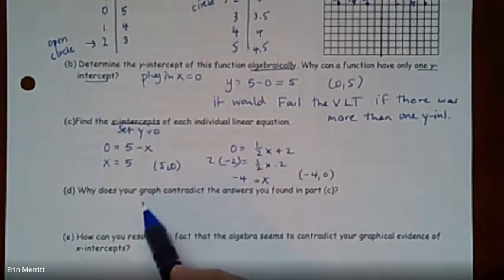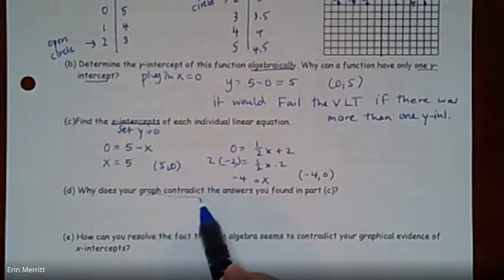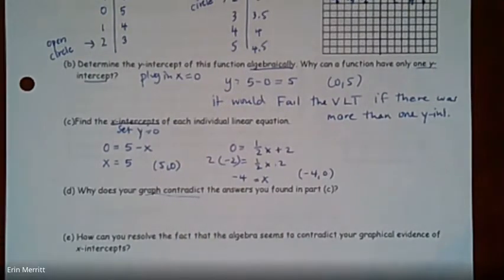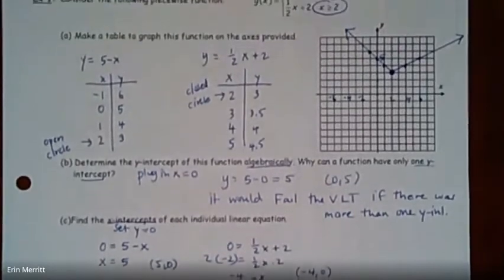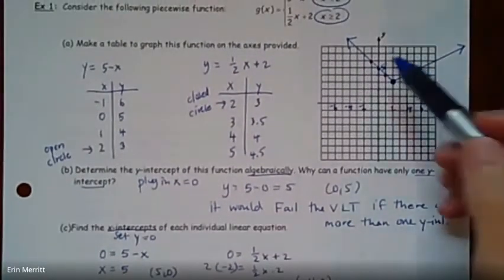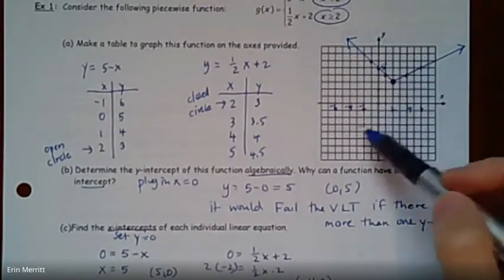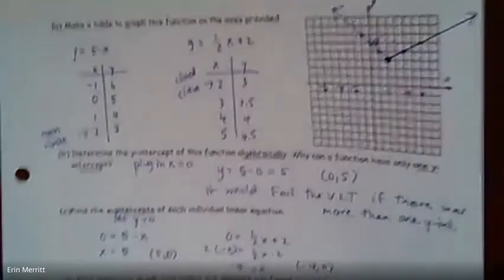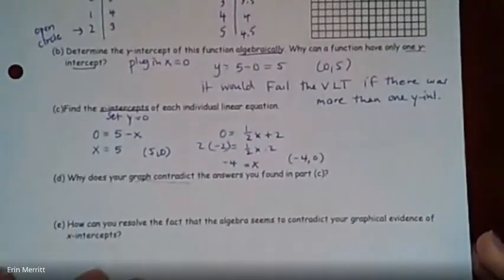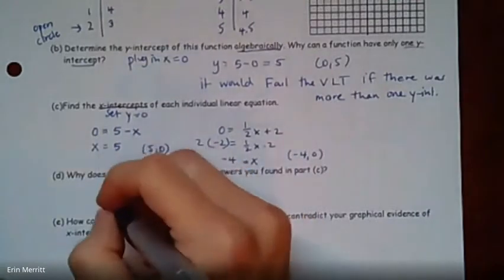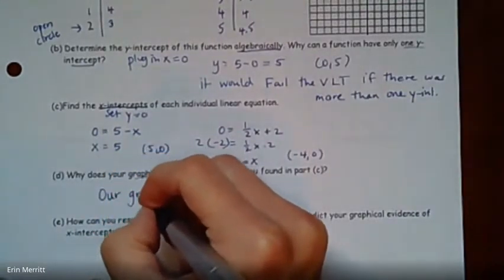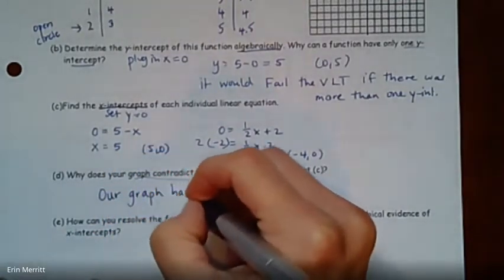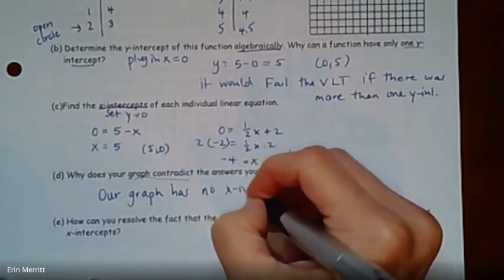When it says, why does your graph contradict the answers? Well, what we mean by that, if we look back at the graph, where does our graph hit the x-axis? Well, nowhere. It doesn't cross it at all. So when it's saying why does your graph contradict it, we can say our graph has no x-intercepts.